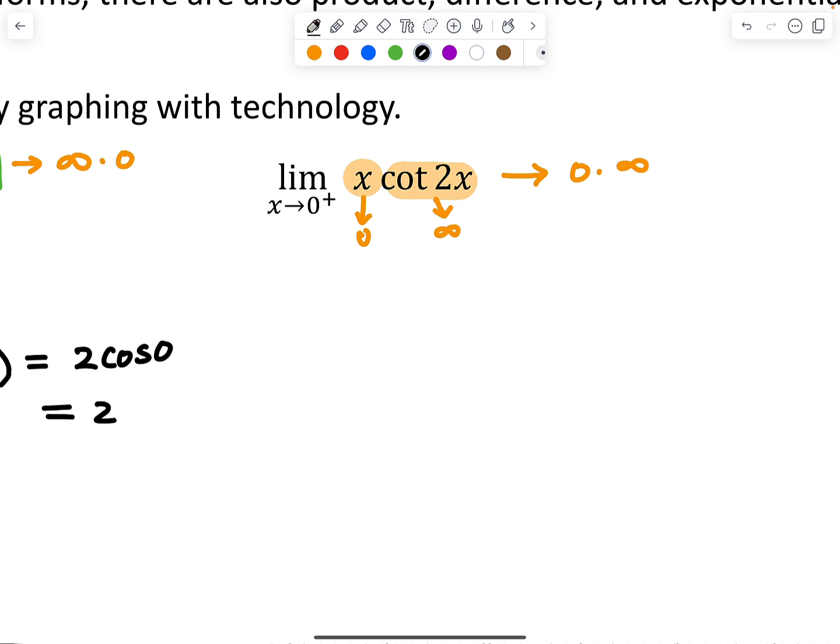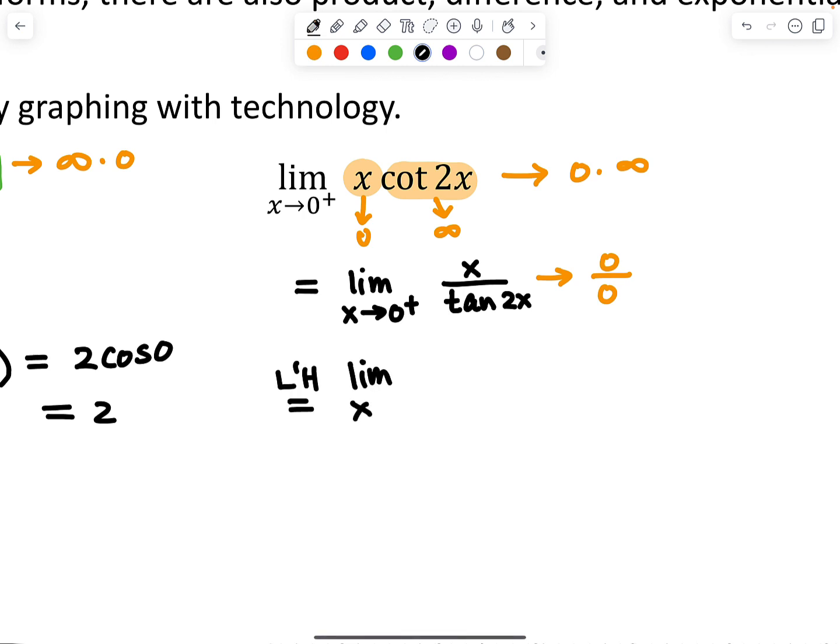We need to find some way to express this as a quotient indeterminate. With this trig involved, one approach would be to leave the x in the numerator, but move the cotangent to the denominator by using its reciprocal, which is tangent of 2x. Tangent is continuous when its argument is 0. So this fraction, the numerator approaches 0, and the denominator approaches 0, as x does. And now we have a trigger for L'Hopital's rule. So we'll do the same limit. Derivative of the numerator is just x, and the derivative of the denominator, derivative of tangent is secant squared of the same argument, and then chain rule times the derivative of 2x, which is 2.